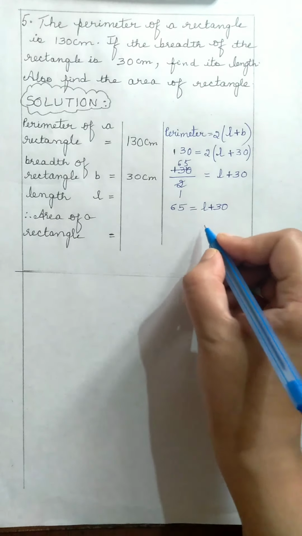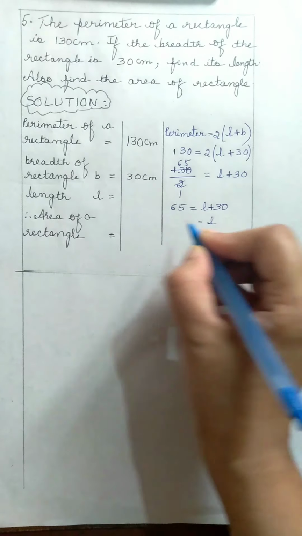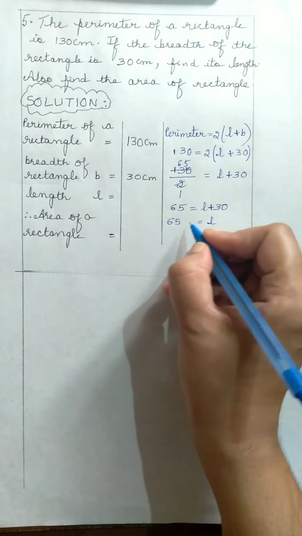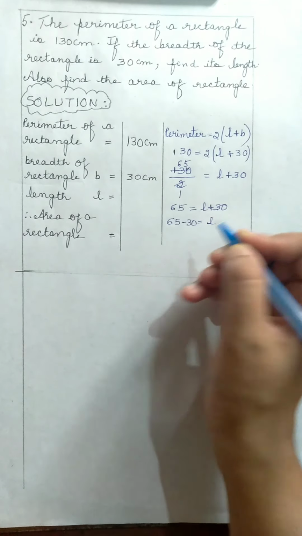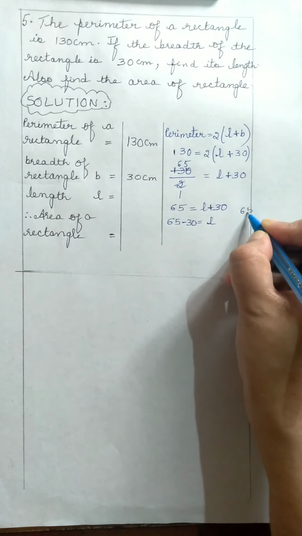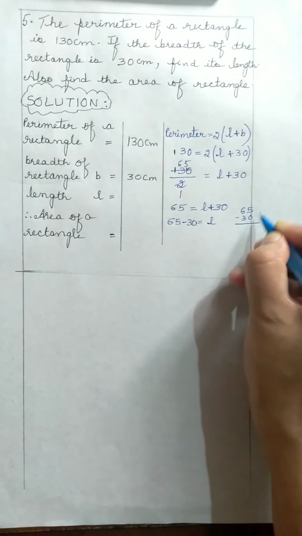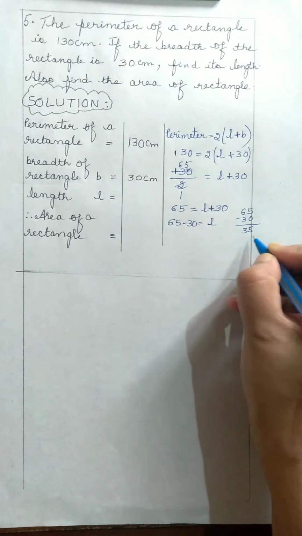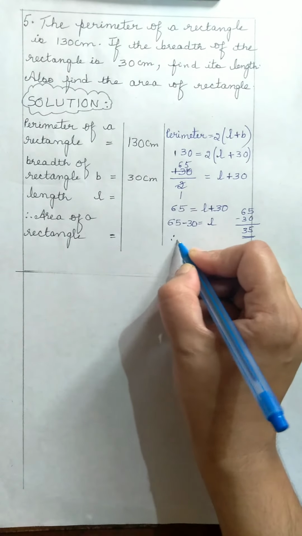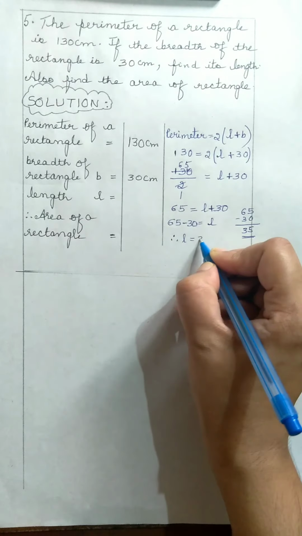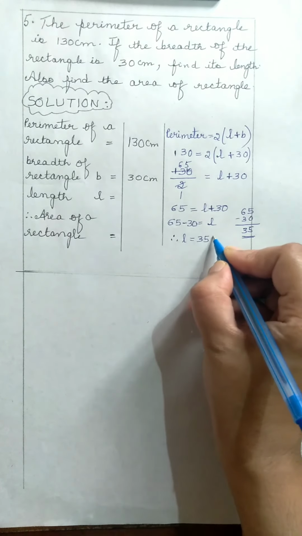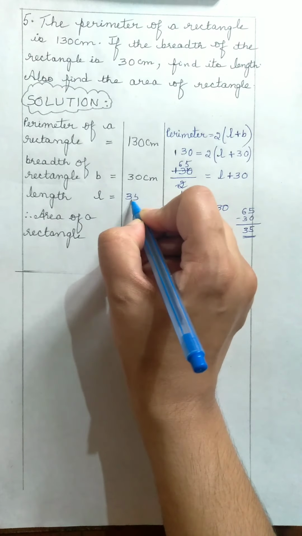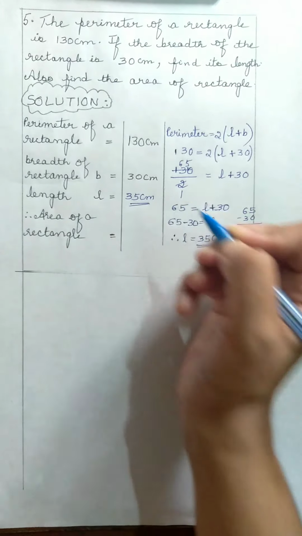Now, we need the value of length. That will be equal to 65 minus 30, because while coming to the left side, it becomes minus 30. Therefore, 65 minus 30: 5 minus 0, it will be 5. 6 minus 3, it is 3. Therefore, children, the value of the length is equal to 35 centimeter. We shall write it here. 35 centimeter is the answer for the value of length.